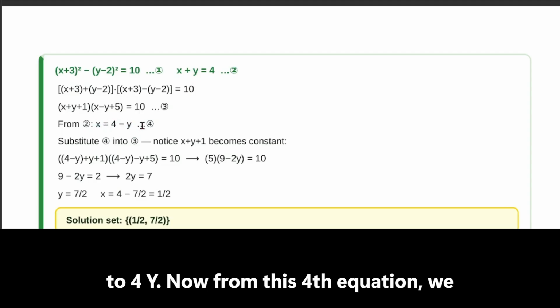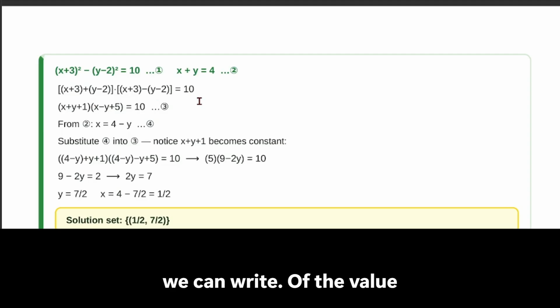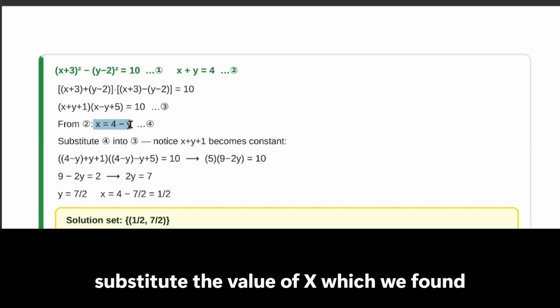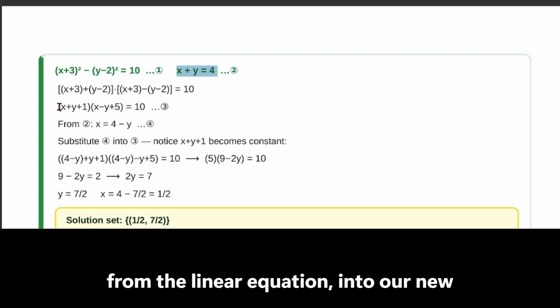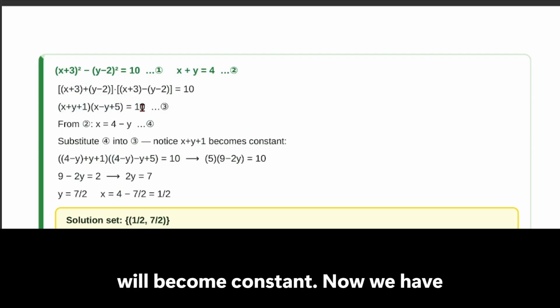Now from this fourth equation, we can substitute it into our equation 3. So we can write, instead of the value of x, we will write 4 minus y plus y plus 1 into, instead of x, we will again write 4 minus y plus 5, and that's equal to 10. So when you substitute the value of x, which we found from the linear equation, into our new equation 3, you will notice that x plus y plus 1 will become constant.